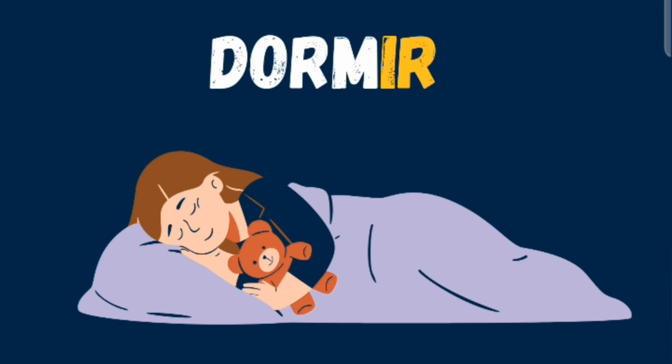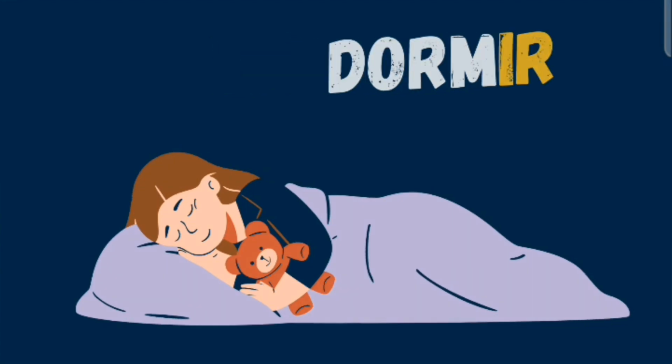Here we have this verb to sleep, okay? To sleep means dormir. This is a regular verb ending with ir. And let's see how you have to conjugate this verb in the imperfect past, okay?